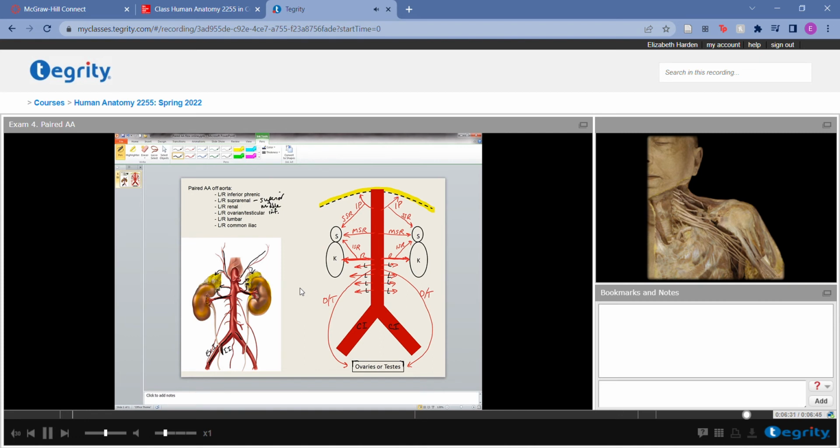And remember, the super important thing about that is that the veins that drain these organs supplied by the paired arteries are going to go back directly into the IVC. So do not forget that. Keep that in mind.